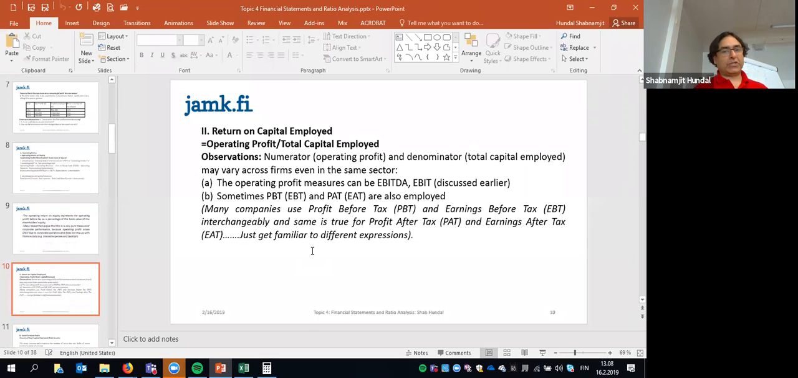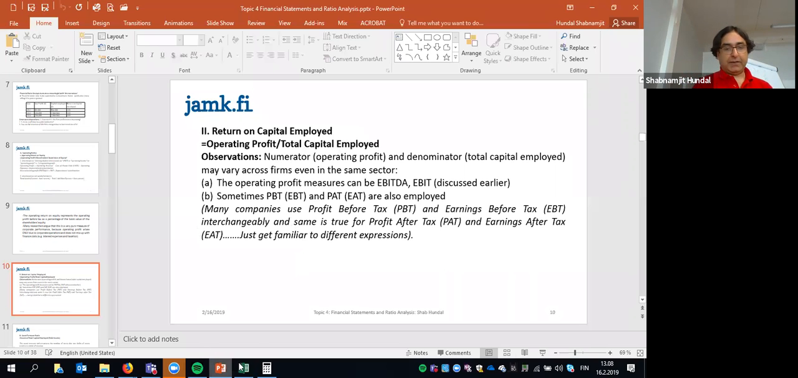The second ratio, which is not really different from this one, is that the only thing different is that instead of the book value of the equity, we take the total capital in the base. Total capital means the debt capital, the finance capital, and the equity capital. So which means that we include all types of investors.